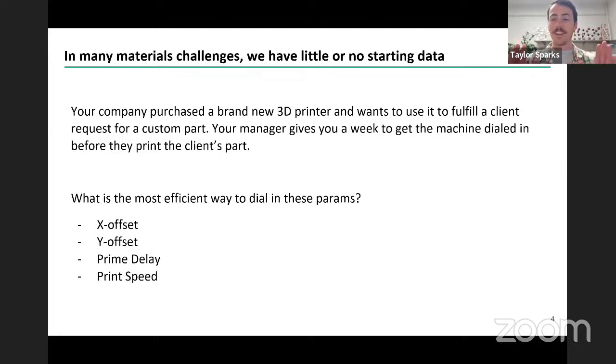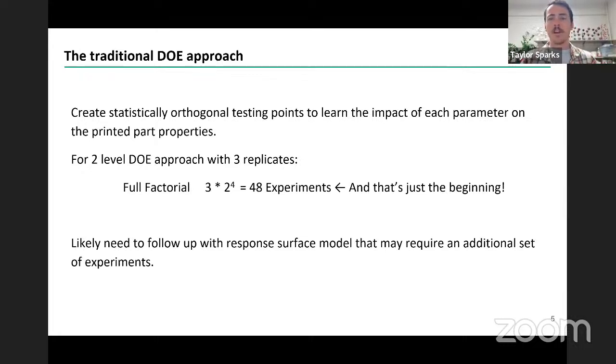So just 4 parameters, not very many. But even those 4, if you were to start to try and think about what's the most efficient way to optimize those parameters, it gets really gnarly. The traditional approach would be to do a design of experiment where you might say, I'm going to pick orthogonal testing points, which allow me to learn the impact of each independent parameter, right?